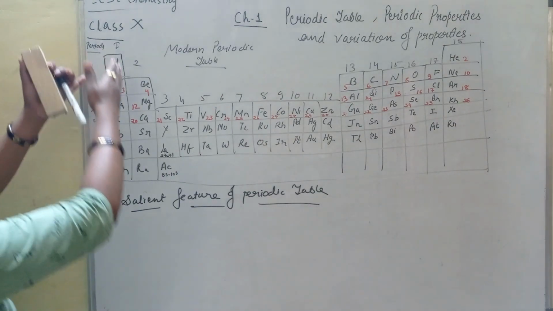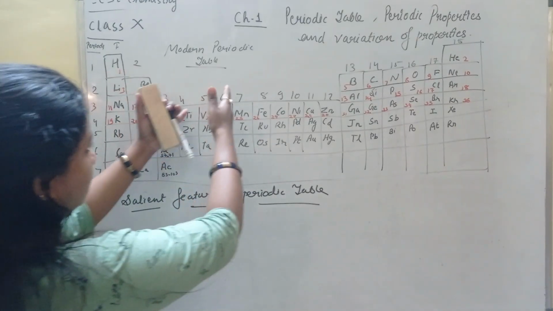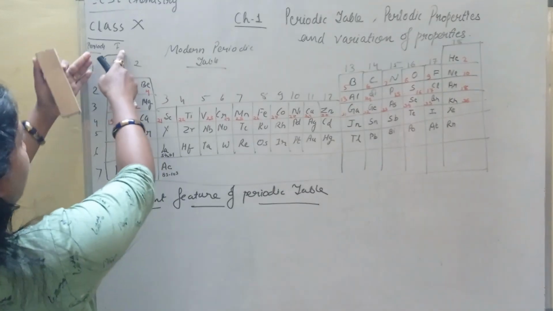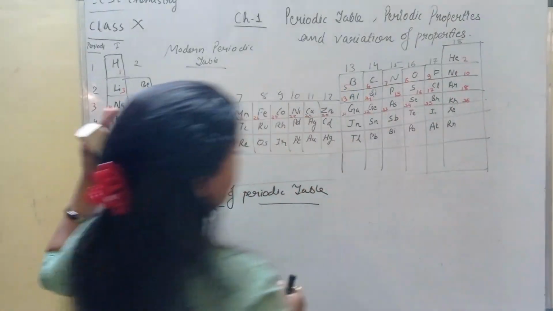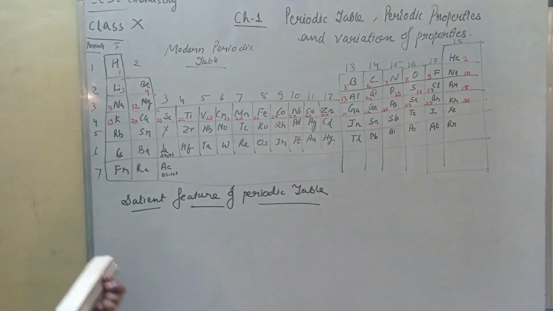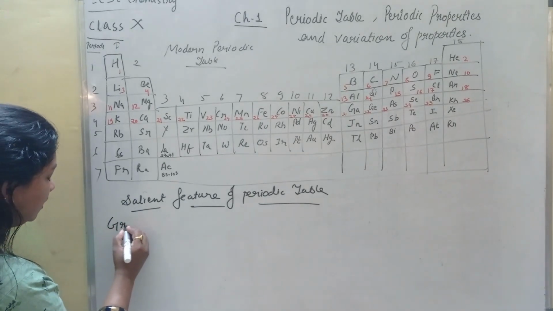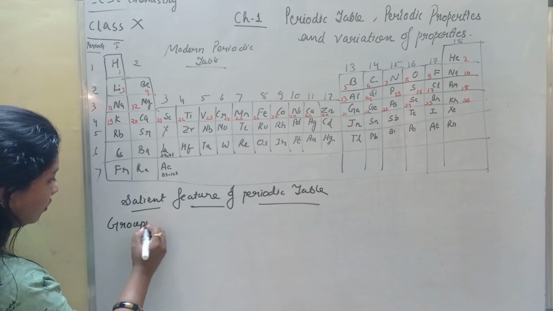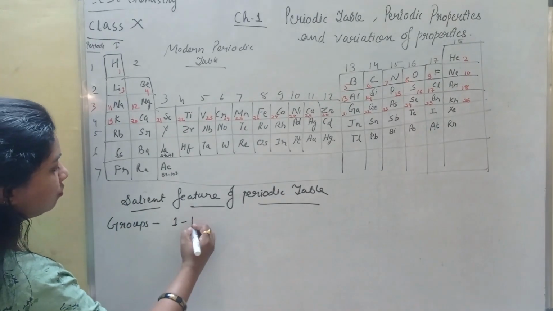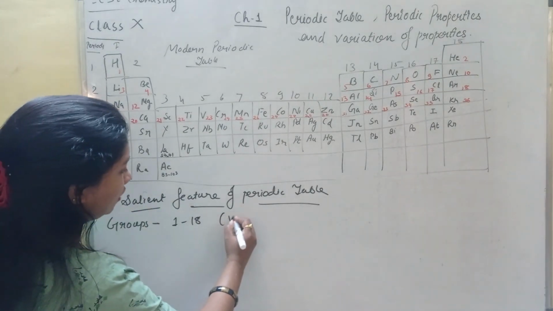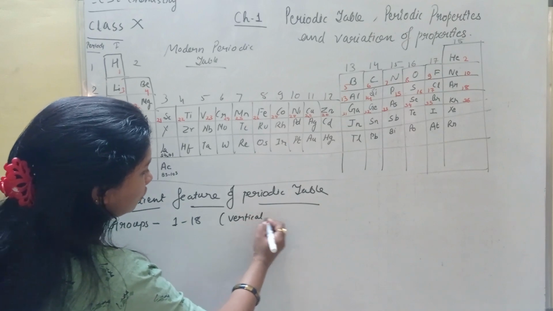See, you can see these vertical columns, starting from number 1 to number 18. These vertical columns are called groups. First we will see groups. How many groups are there? Starting from 1 to 18. These groups are vertical columns.